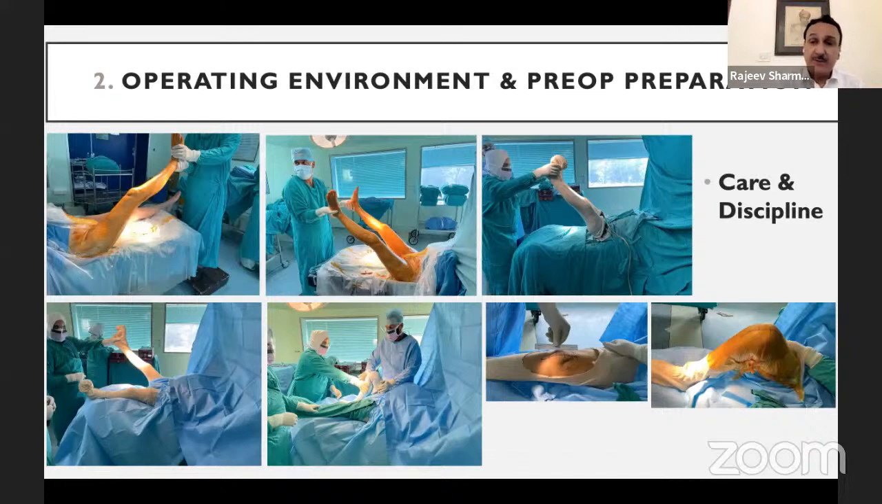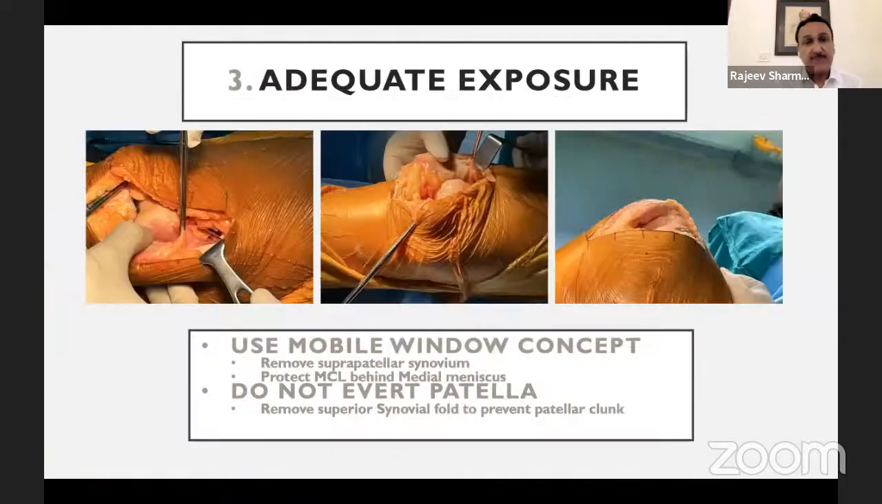In the center, we put a small iodoform (Ioban) so that even if the patient passes urine for some reason during the surgery, because it may be a long surgery, the operative environment should be protected. There should be adequate exposure, a very, very important thing. Whenever you are trying to work with a small cut, you can commit many more mistakes than with a proper adequate exposure. Use the mobile window concept.